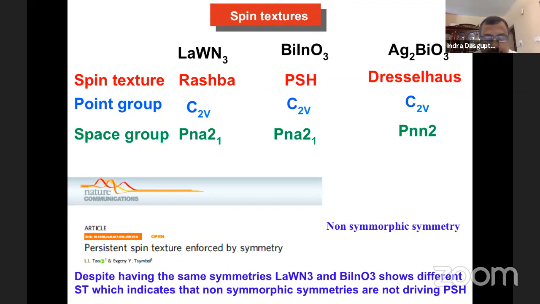What essentially dictates spin texture is symmetry. But we find that lanthanum tungsten nitride and bismuth indium oxide, having identical symmetry, identical non-symmorphic symmetry and everything, host two different kinds of spin texture. We tried to understand this, and we figured out that the reason is that the main character of the bands at the Z point is different between lanthanum tungsten nitride and bismuth indium oxide, which plays a crucial role in dictating the spin texture, and which was not really understood before our calculation.